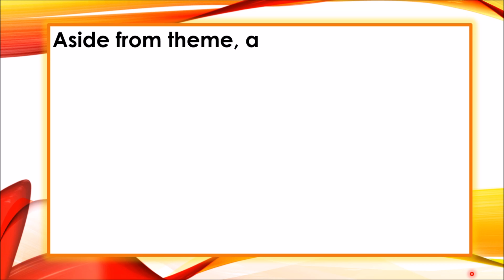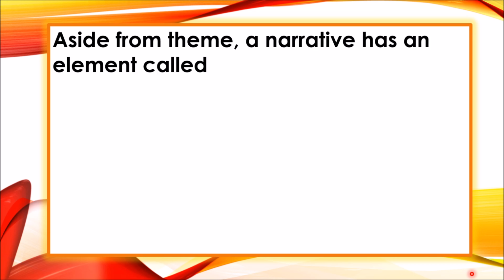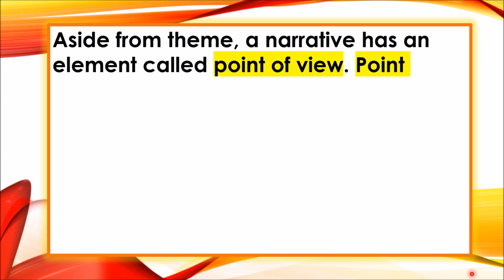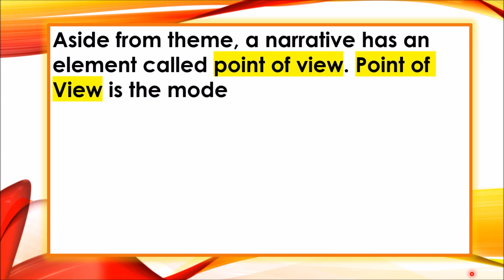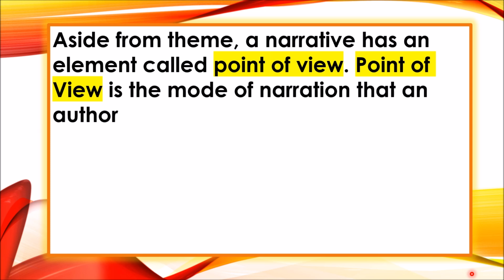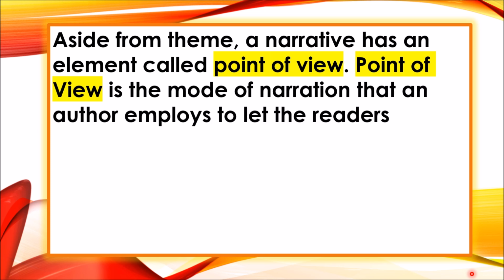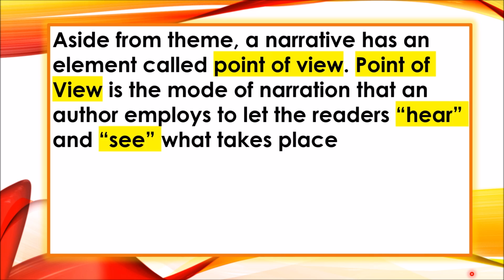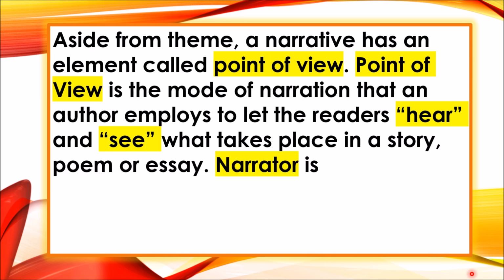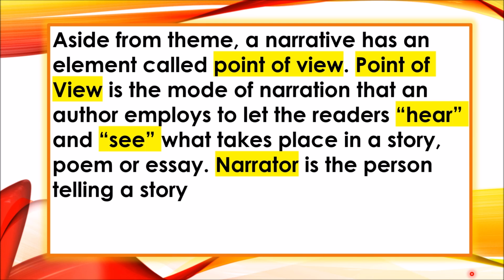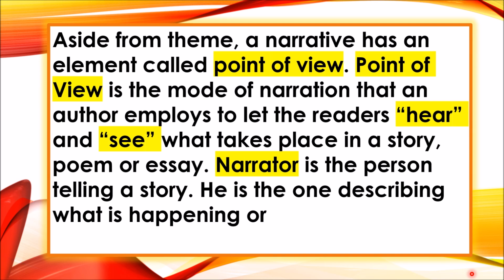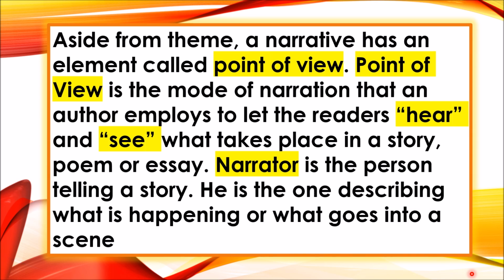Aside from theme, a narrative has an element called point of view. Point of view is the mode of narration that an author employs to let the readers hear and see what takes place in a story, poem, or essay. Narrator is the person telling a story. He is the one describing what is happening or what goes into a scene of the story.